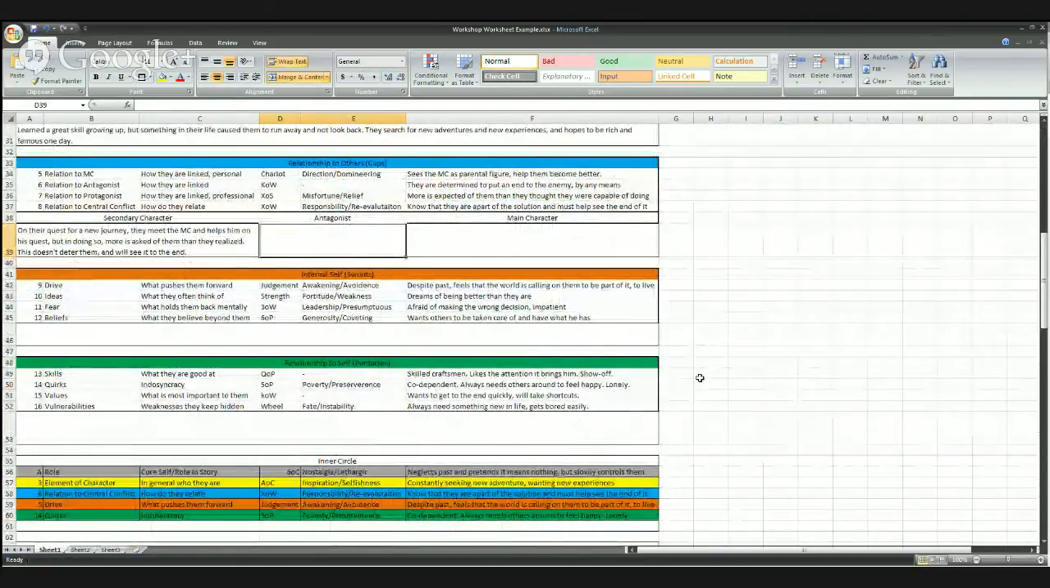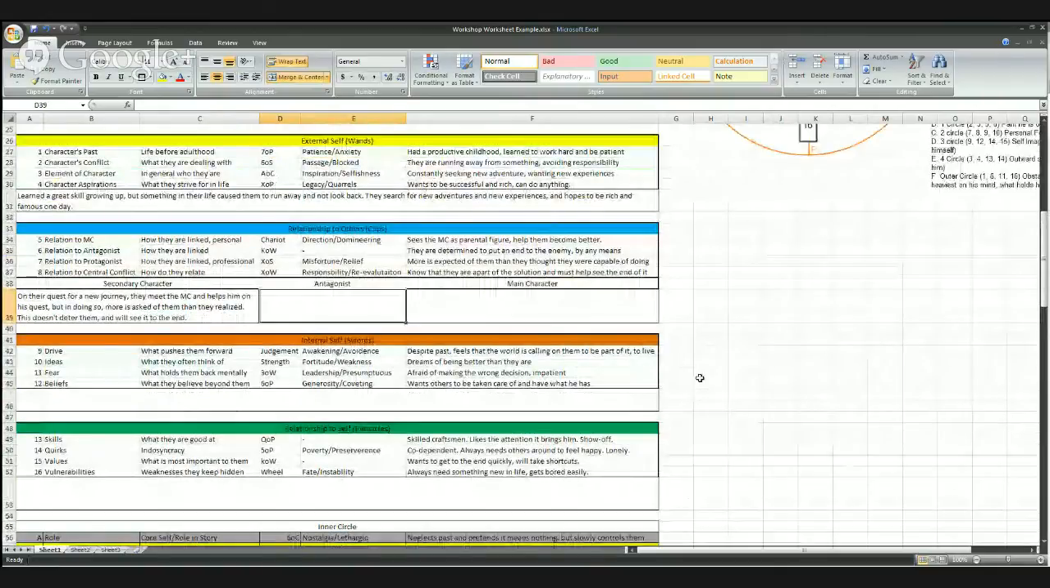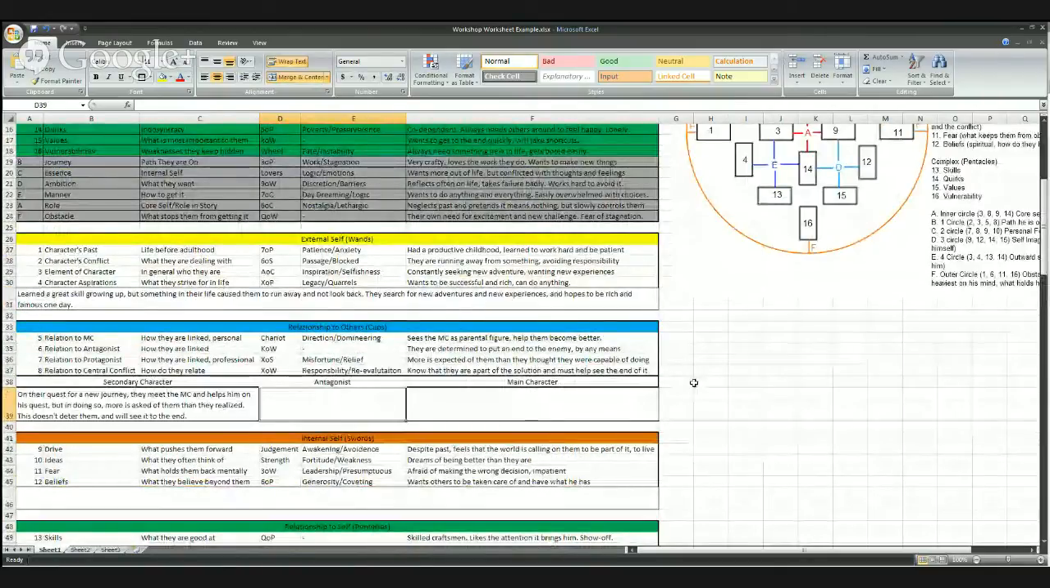So next we have eternal self: drive, ideas, fears, beliefs. Despite past, they feel that the world is calling on them to be a part of it. They dream of their lives being better, afraid of making the wrong decision, and want others to be taken care of and have what he has. So he's a giving person, but he's indecisive. And he more or less avoids responsibility.